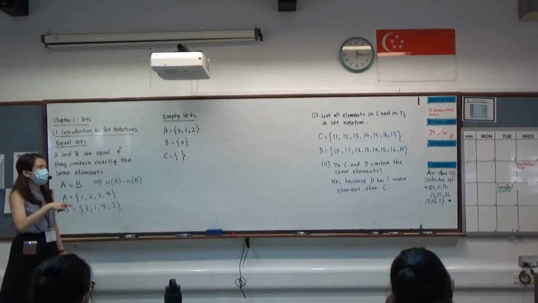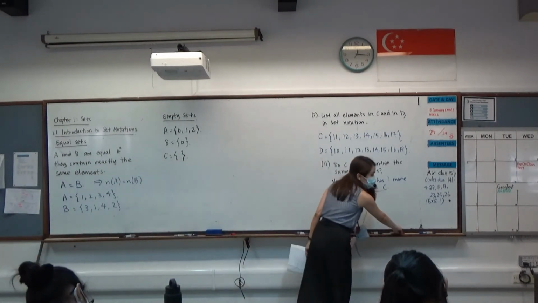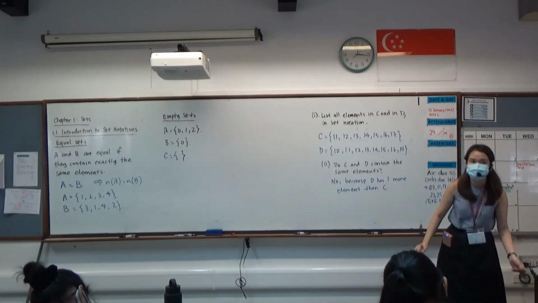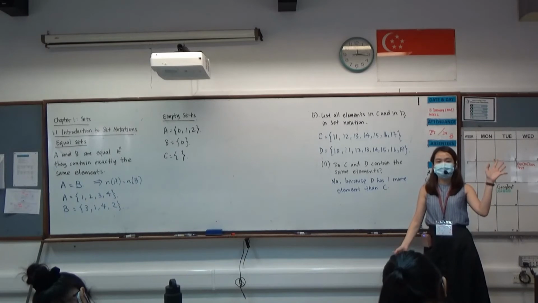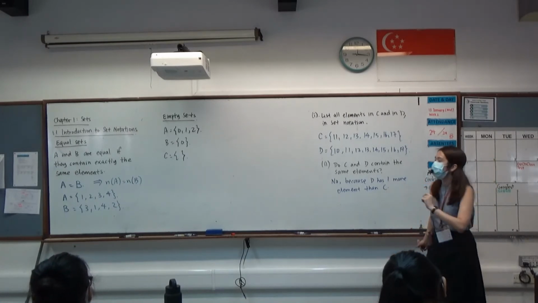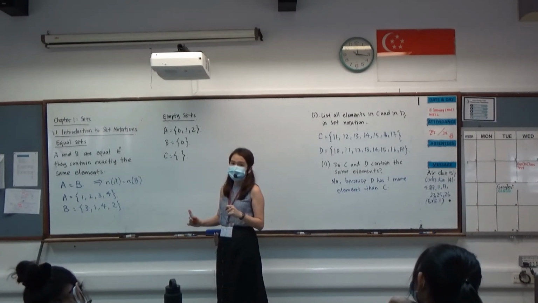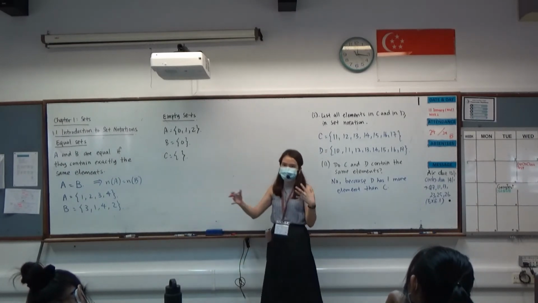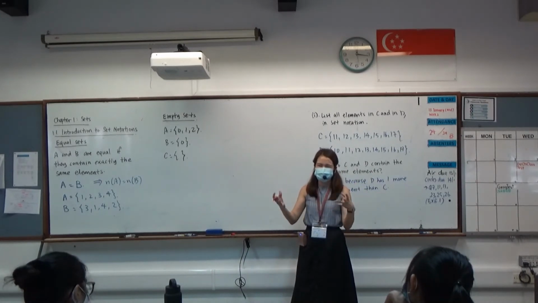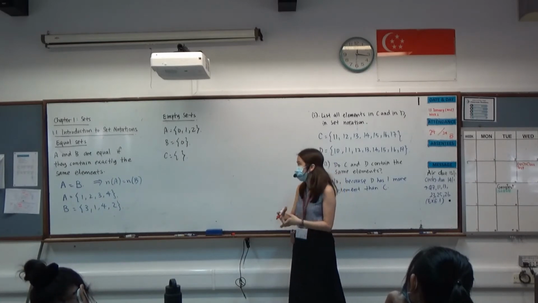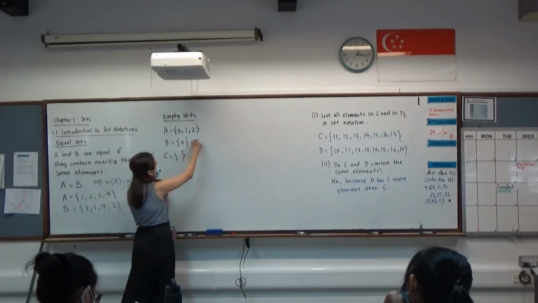Okay, so which one is empty? Intuitively, what do you think? A, B, or C is empty? C is empty? Anybody thinks that B is empty as well? No? Okay, good. So B is not considered an empty set because 0 is an element. You need to detach the idea of 0 and nothing. I know that in English you may describe zero and nothing as synonyms, but in math, sometimes they are separate. So in this case, it is not an empty set.